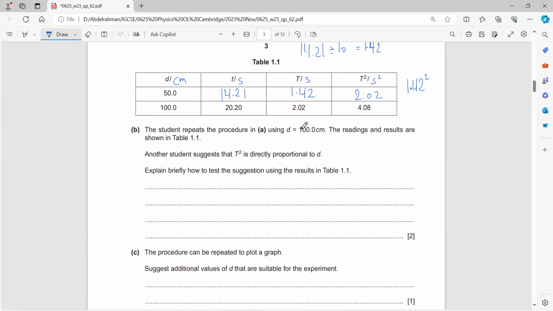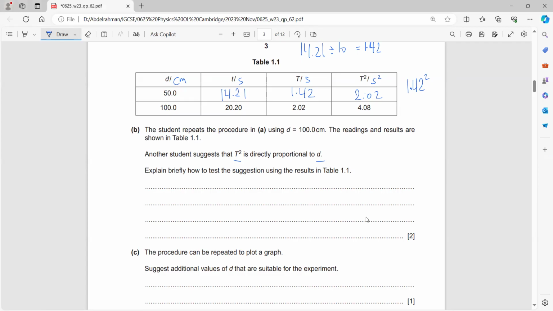A student repeats the procedure using d equals 100 centimeters. The readings and results are shown in table 1.1. Another student suggests that t squared is directly proportional to d. Is that correct or not? Is it directly proportional?